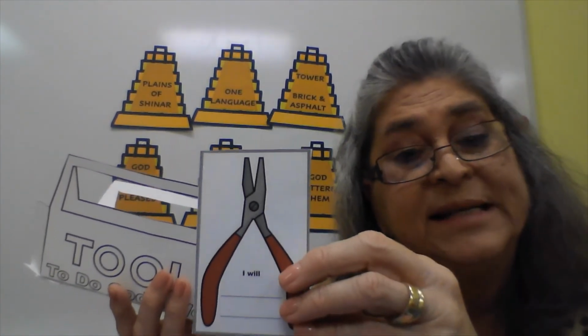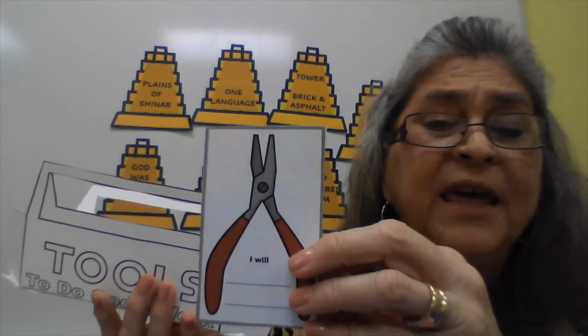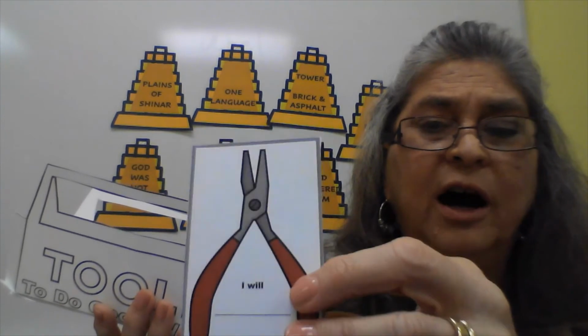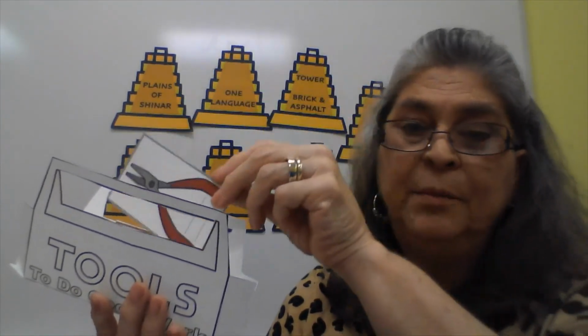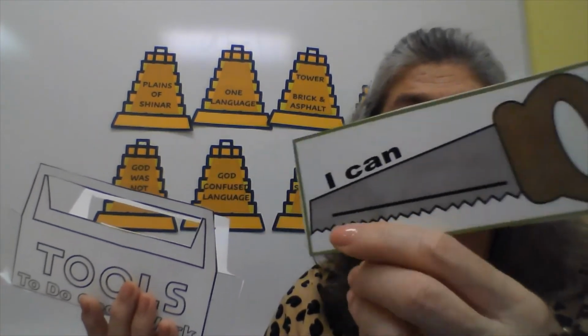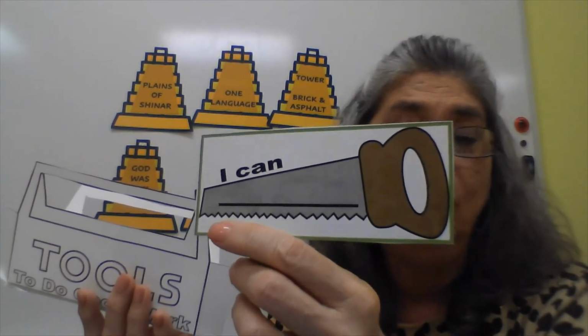What I want you to do is, maybe your parents can help you, think of some things that I will do for God. Okay, what can I do for God? Write them on those lines, and then put them in your toolbox, okay? This saw, look at that. It says, I can. Well, what can you do?